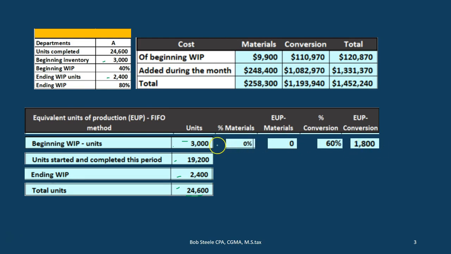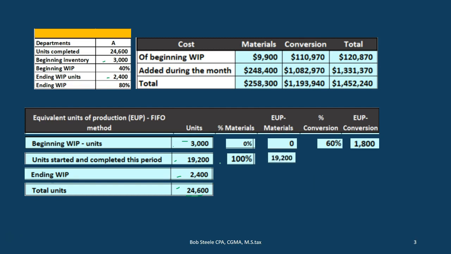Okay, so 3,000 is 0 for materials and 1,800 for the conversion in equivalent units. Next, we have the started and completed. This one's going to be really easy. That's why we broke it out. If we started it and completed it, then all the stuff in terms of materials, like dough and flour, went into the process this month.